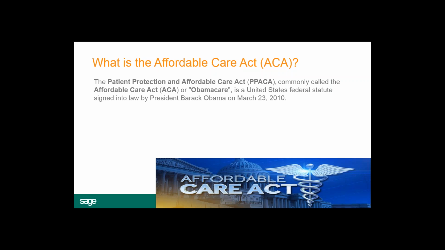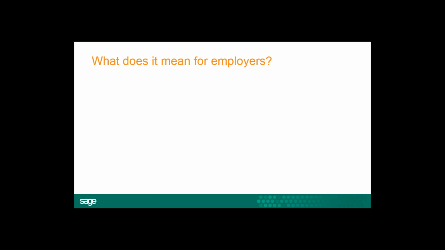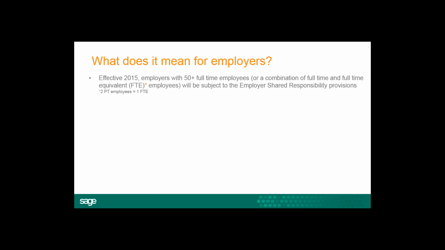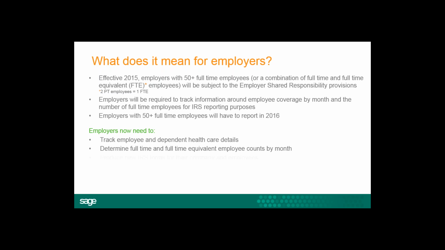All right, so what is it? It is the Patient Protection and Affordable Care Act, also known as ACA. It was signed into law in 2010, as we all know, and we are now all scrambling to make sure that we're in compliance with it. As of 2015, if you have 50 plus full-time employees or a combination of that, which means 2 part-time employees equals 1 full-time employee, you are now required to follow the rules of ACA and all the reporting that is due with it. So you're going to need to track all the employee and dependent health care.